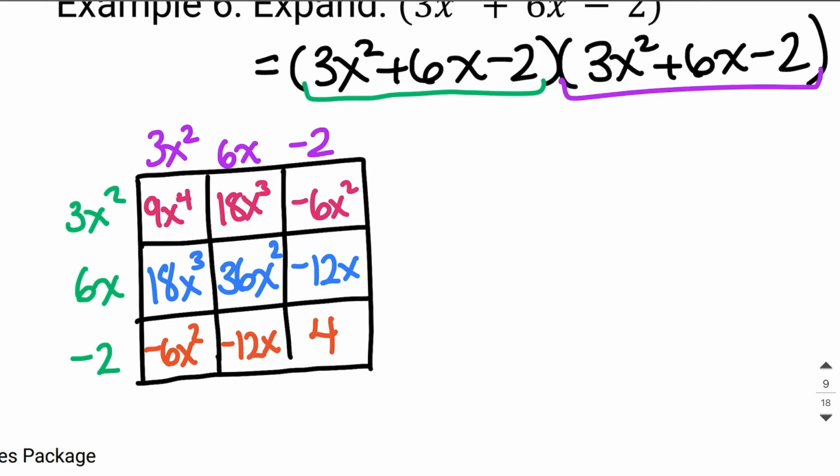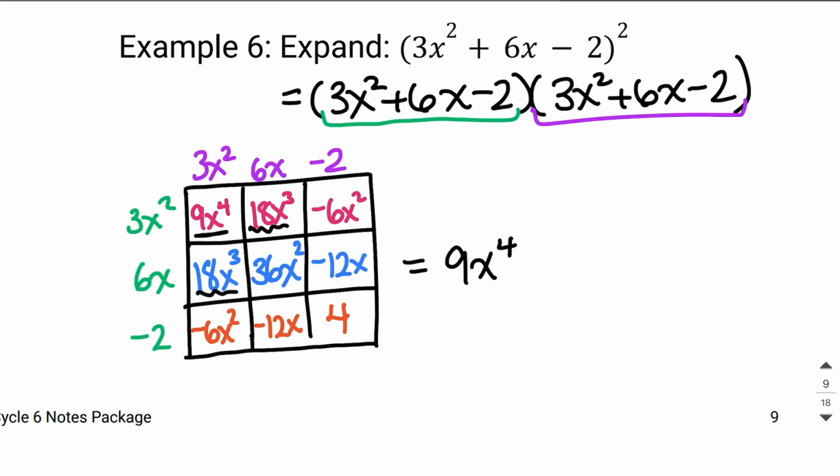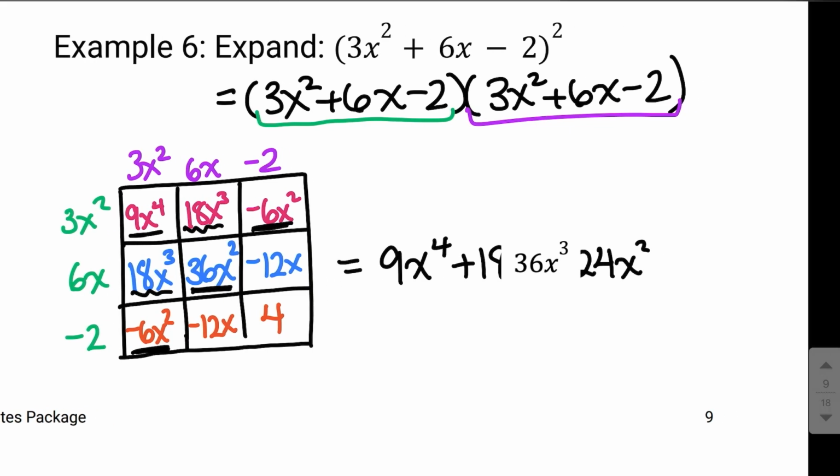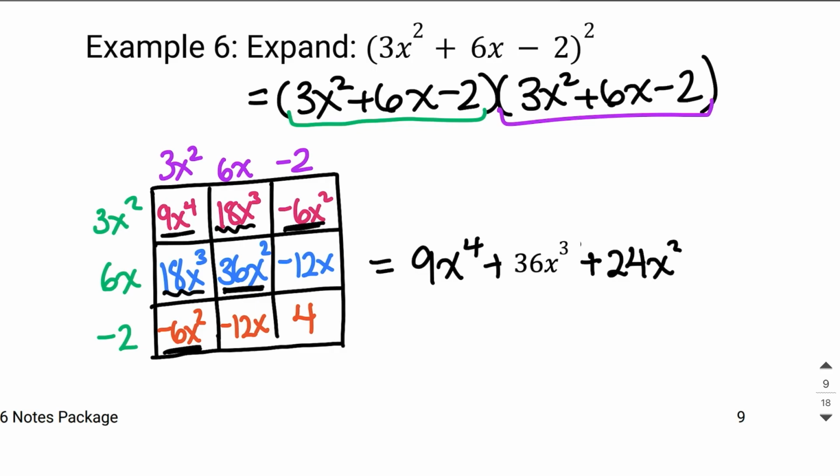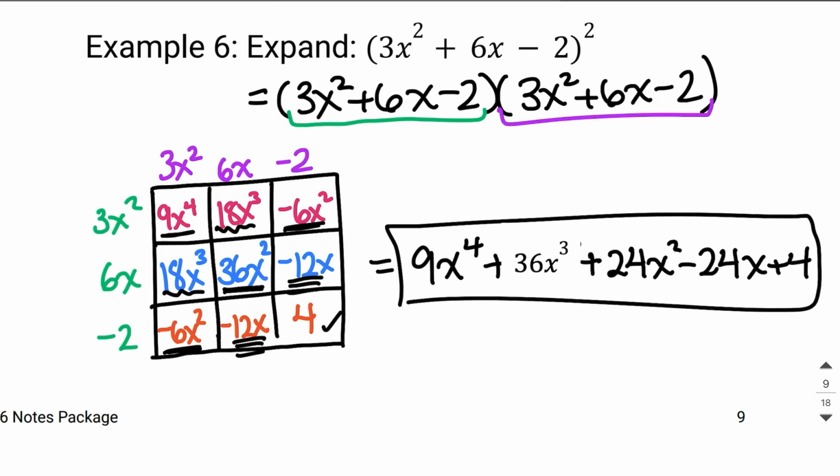And then last thing I need to do is just collect all my like terms together. So 9x to the power of 4 has nothing like it. 18x to the power of 3 has an 18x to the power of 3. Negative 6x squared and negative 6x squared and 36x squared would give me, so negative 6 and negative 6 is negative 12. Negative 12 plus 36 is positive 24. Then I would have this minus 12x right here and minus 12x, and that would give me minus 24x. And then this 4 just kind of tags along. And this right here is my final answer.